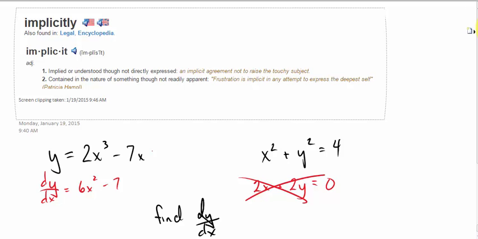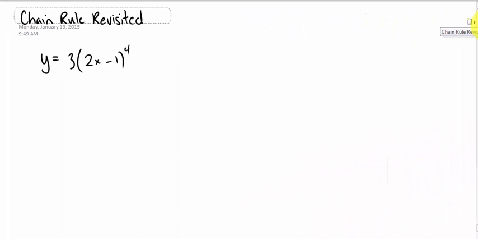How do we differentiate? So we're going to go back to our chain rule, and we're going to find dy/dx here. So dy/dx is equal to, bring the 4 out in front, so 12 times what's inside to the third. Now we multiply by the derivative of what's inside, by 2.